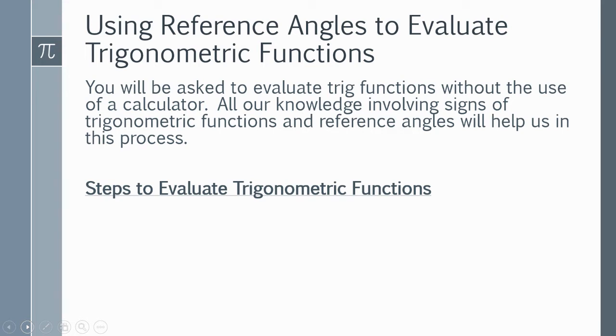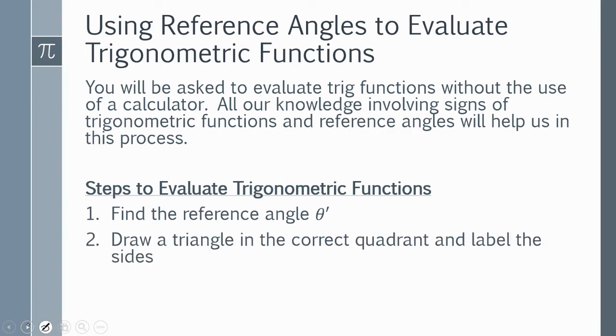If I ever ask you to evaluate without a calculator, here are the steps. We want to figure out what the reference angle is, because remember, our reference angle is always a positive acute angle. Once we have that positive acute angle, we're going to be able to draw a triangle in whatever the quadrant is, and we'll label the sides according to it. It's always going to end up being a special right triangle. Once we know all the sides of that special right triangle, we can evaluate for whatever the trig function is.